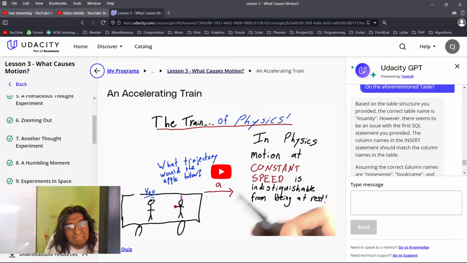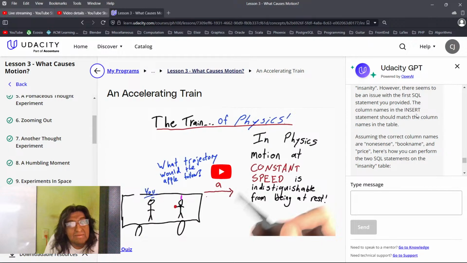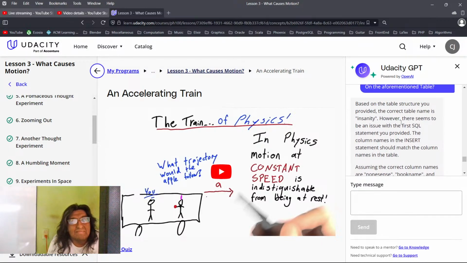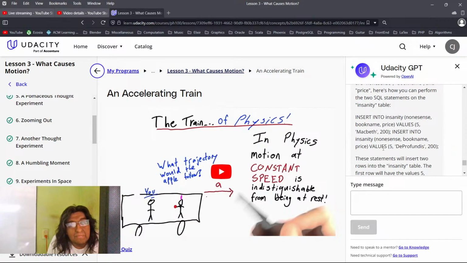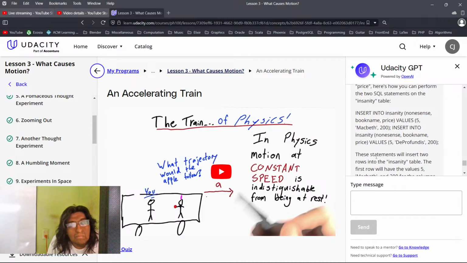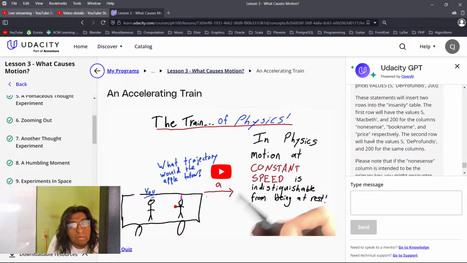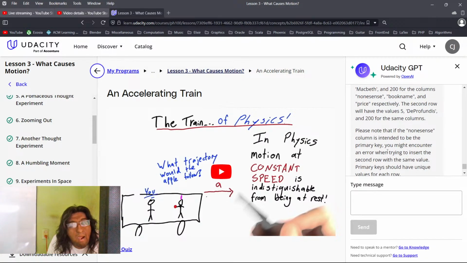Based on the table structure you have provided, the correct table name is insanity. However, there seems to be an issue with the first SQL statement you provided. The column names in the insert statement shall match the column names in the table. We are being unfair with this AI system.